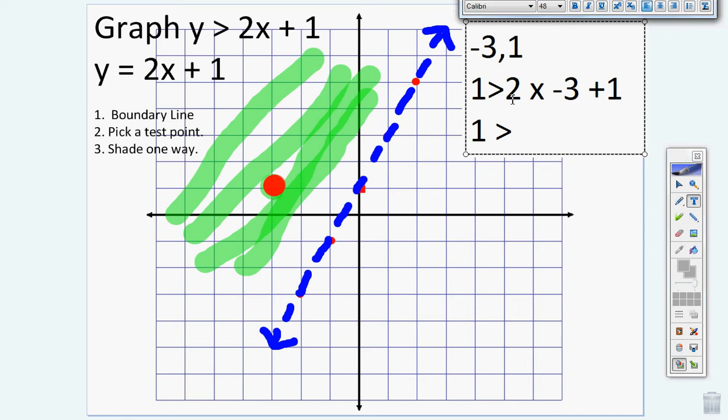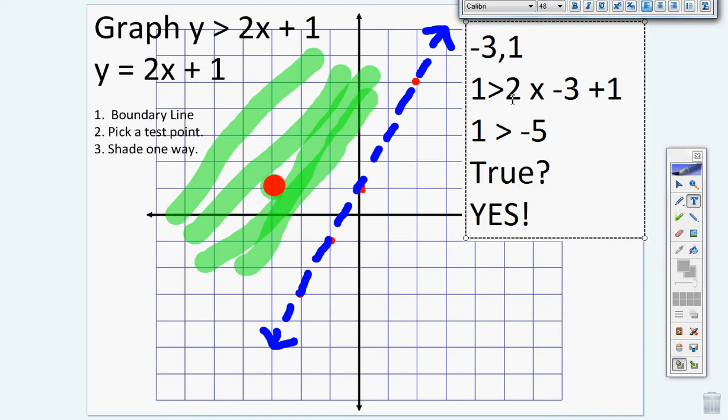2 times negative 3 is negative 6, plus 1 is negative 5. Is that true, though? Yes. Therefore, we shaded the right way.